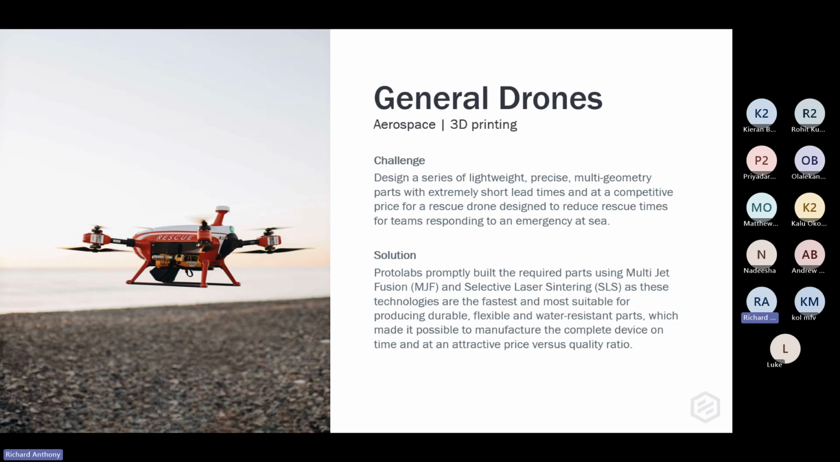We used multi-jet fusion and selective laser sintering, which are two powder-based processes that can produce quite durable, weather resistant parts. You can make them watertight. Multi-jet fusion parts are watertight straight off the machine, and selective laser sintered parts can be made watertight with the vapor smoothing process, as well as smoothing the surface of the part. So this is an example where customers used our 3D printing services to help with the development of, in this case, a drone.